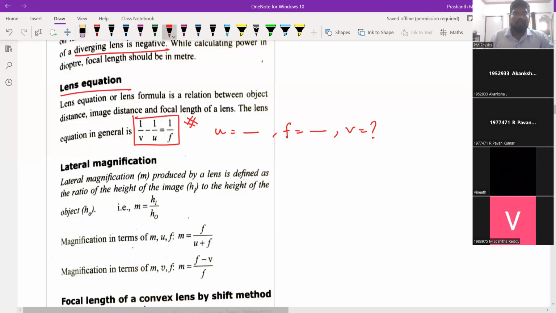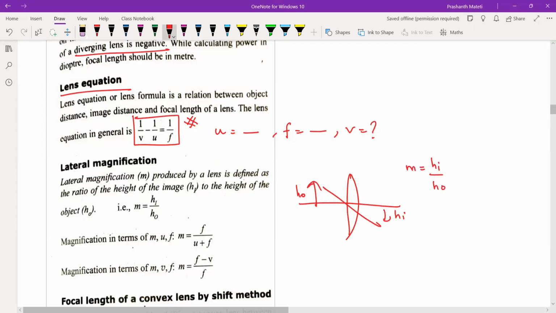And next is lateral magnification. Lateral magnification or transverse magnification is simple. If there is a lens, if you put the object here, the image is formed here. So if this is the height of the object, this is the height of the image. So this magnification factor M is equal to what? Height of image by height of object. How do we calculate the height of these things? V by U. That is the magnification factor.